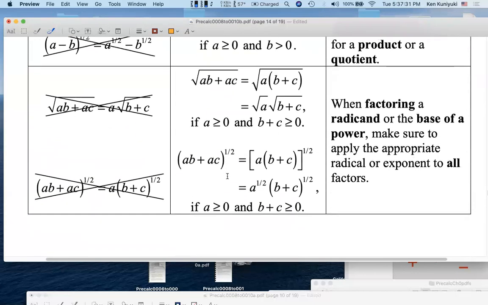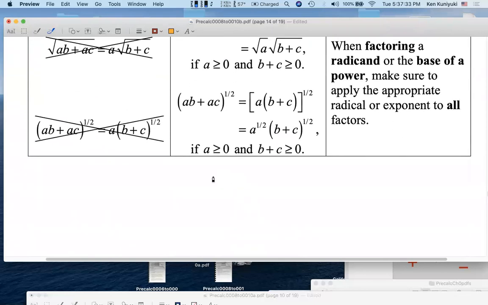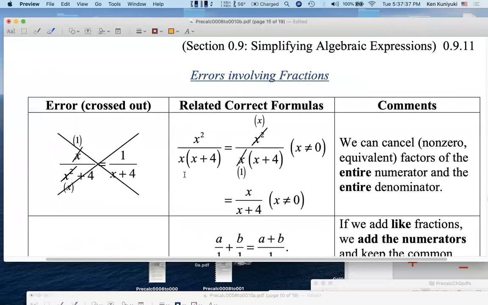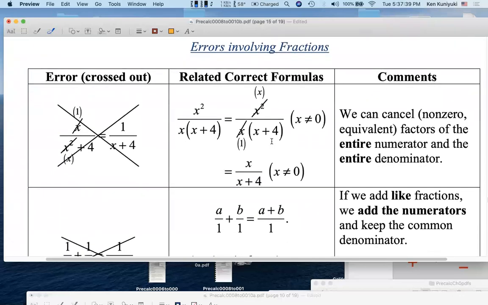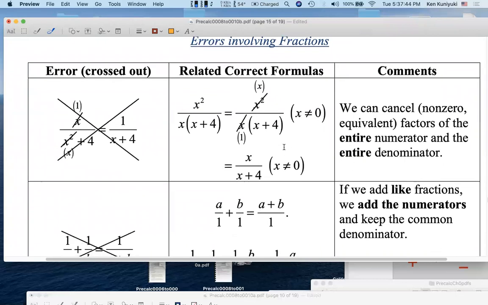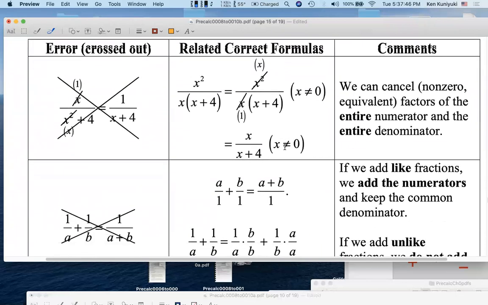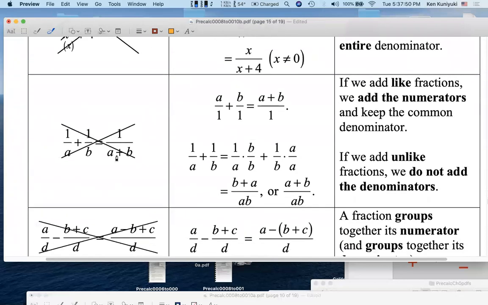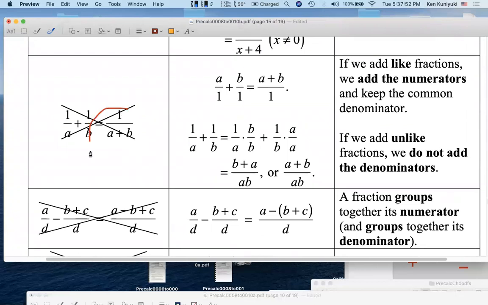Be careful when factoring. You share the factor or the radical, basically. Be careful with canceling, right? We cancel equivalent factors of the entire numerator and the entire denominator. We do not take reciprocals term by term. The reciprocal of a plus b, that is 1 over a plus b, is not 1 over a plus 1 over b. That doesn't work. It doesn't split up like that.